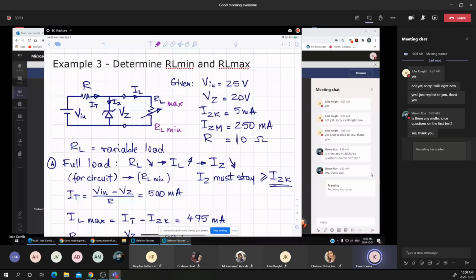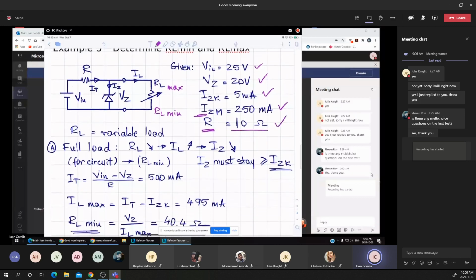Suppose that again, almost the same information as the previous example. I'm using the 25 volts as the input voltage. Given the VZ as 20 volts, IZK is 5 milliamps, and we just determined that the IZ max is 250 milliamps. The resistance R is chosen as 10 ohms, and the variable load. But again, we have to look at this circuit, and that's the load.